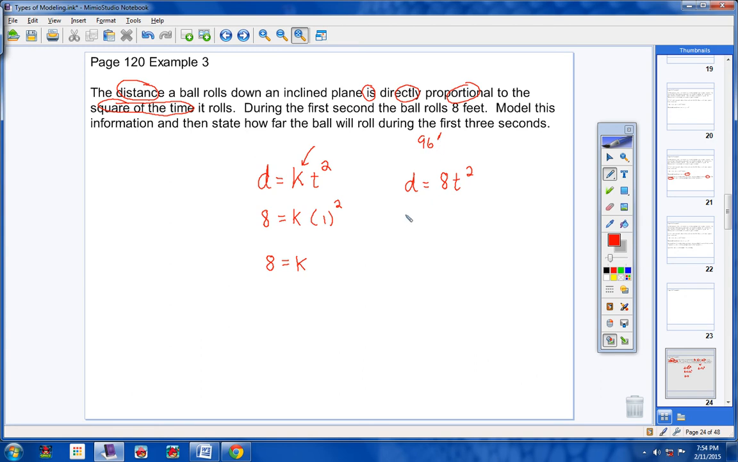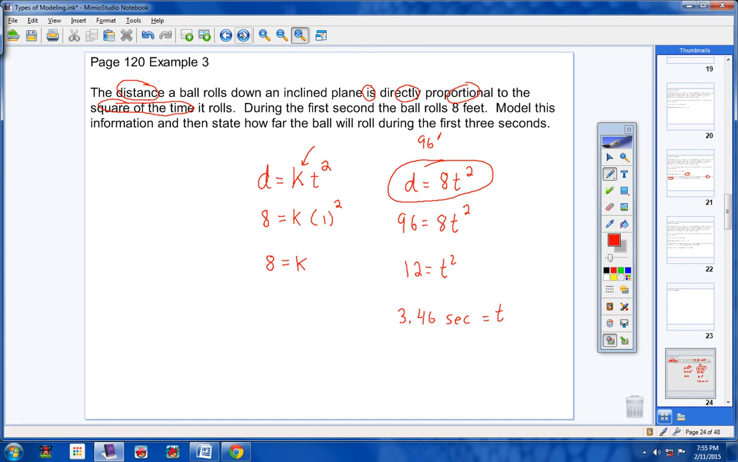So, put 96 in for the distance and solve for time, okay? Divide both sides by 8, and you'll get 12. And then take the square root of both sides, and the square root of 12 is going to be 3.46. So it's going to take 3.46 seconds for the ball to travel 96 feet. So once you get the model, you can do all kinds of things with it, okay?